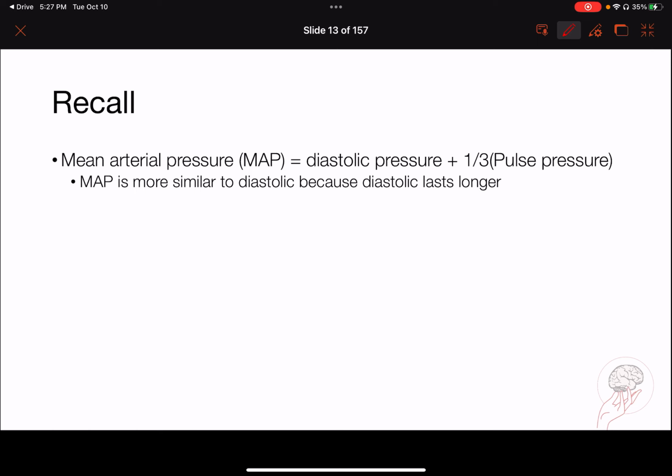On the other hand, mean arterial pressure is diastolic pressure plus 1/3 of pulse pressure. So we can think of that as diastolic plus, and we know that pulse pressure from back here is systolic minus diastolic, over 3. So mean arterial pressure is more similar to our diastolic pressure because diastolic lasts longer. Again, go back and look at that figure we just were looking at.